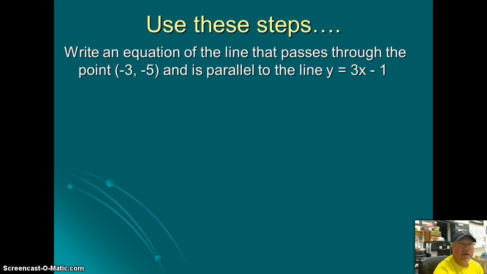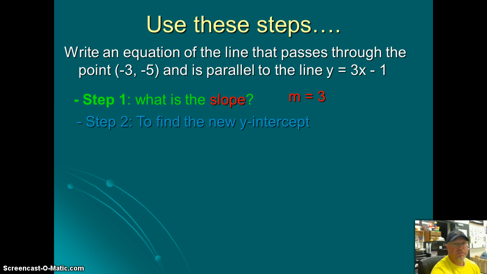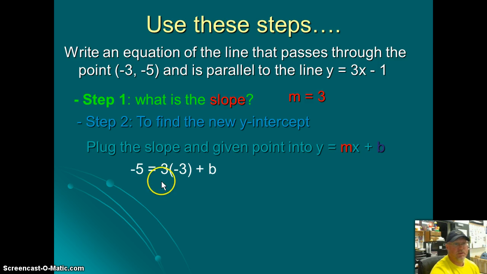Remember one thing about parallel lines: they have the same slope. So we know the slope of the first line is 3. To find the new y-intercept, we know the slope of this line and we have the point, so we're going to insert and find b. y is -5, x is -3, and our slope is 3. If we reorganize this equation, we're going to find that our b is 4. As you look through the solving of that, you can see where this comes out to be 4.